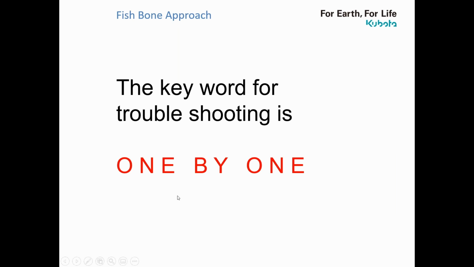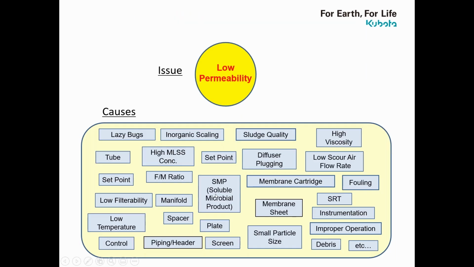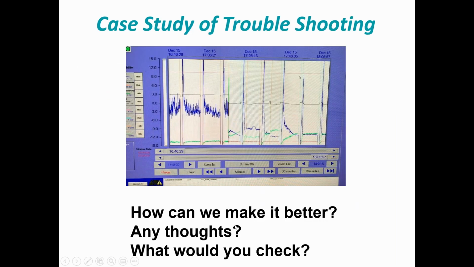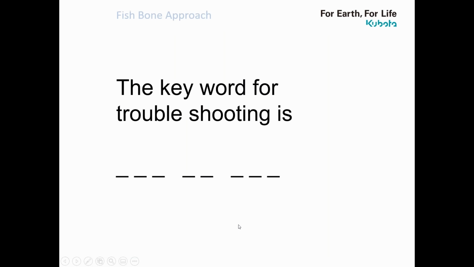Oh, all these things are happening, the TMP's all over, chemical cleaning is not working, or whatever. Any of these things will have reasons, and there's got to be a reason. There is a reason. It's not magic. It's not an illusion. It's a technical thing. There's always a reason. We just have to do things one by one to find out what is causing these things, right?